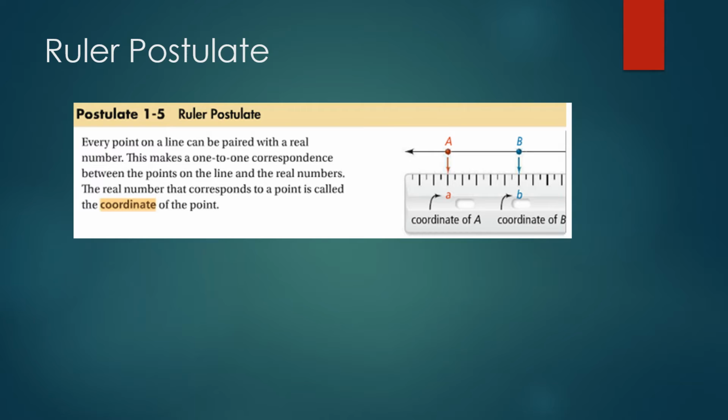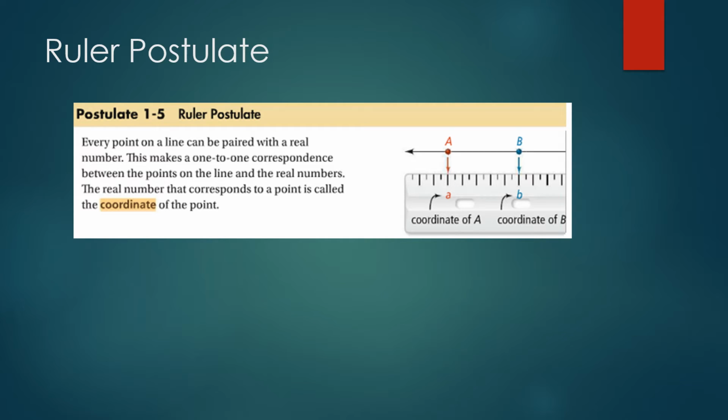Postulate 1.5, the ruler postulate. So the ruler postulate says that every point on a line can be paired with a real number. This makes a one-to-one correspondence between points on a line and real numbers. The real numbers correspond to points which are called coordinates. So this is essentially talking about what a ruler is.